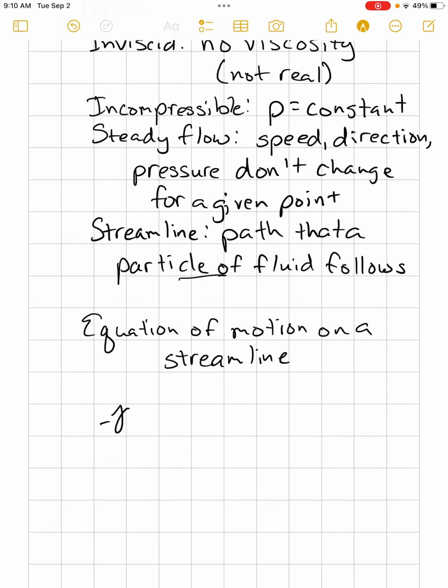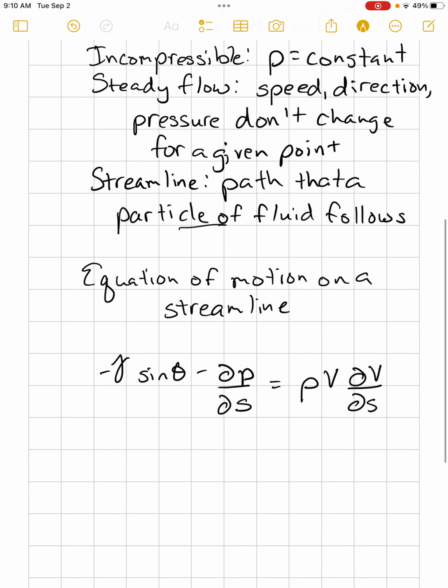All right, so I'm going to write a few terms out here. We've got minus gamma times the sine of theta minus dp ds is equal to rho times v times the partial of v with respect to s. Okay, so what do these terms mean?